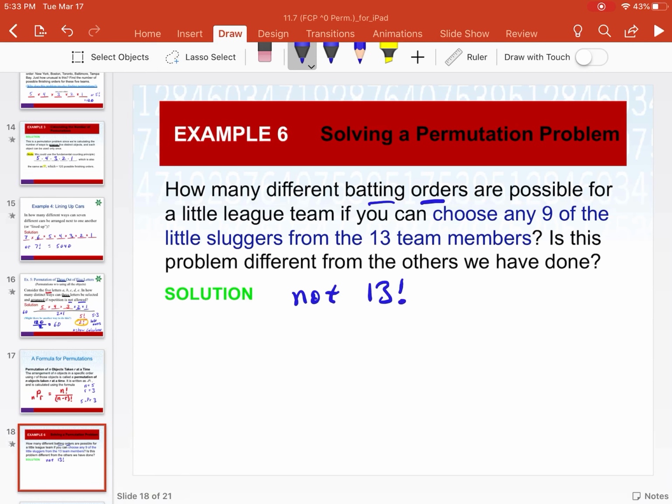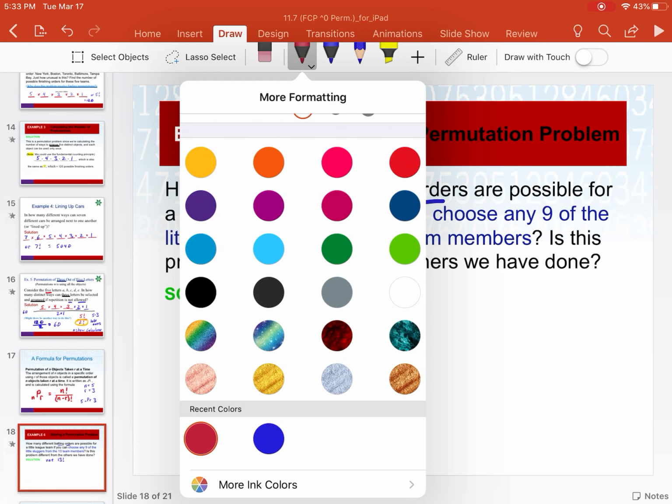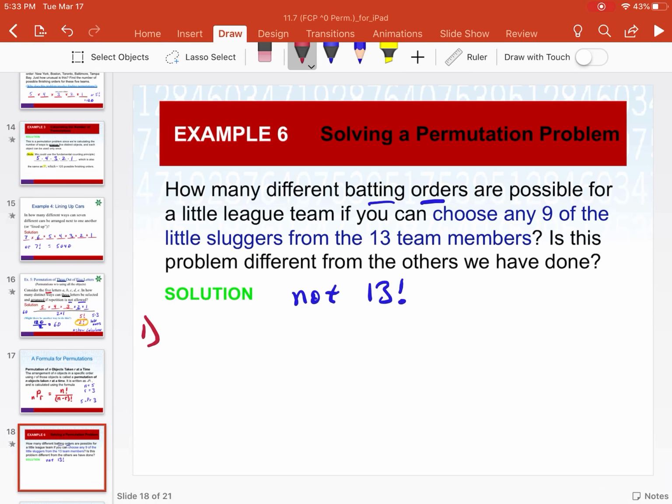So there are two ways to do this problem. The first way would be with the fundamental counting principle, okay? Meaning I've got 9 spots in my batting order. 1, 2, 3, 4, 5, 6, 7, 8, 9.